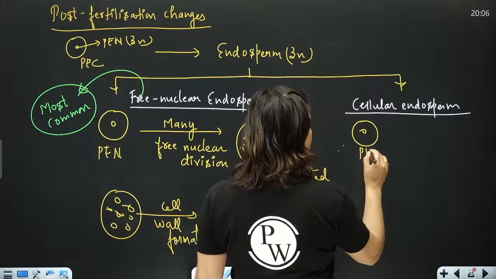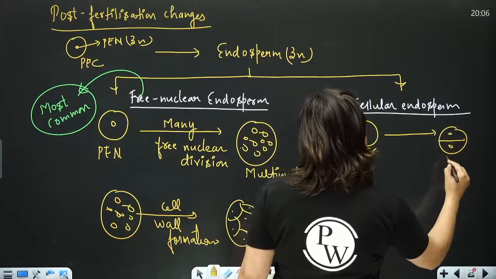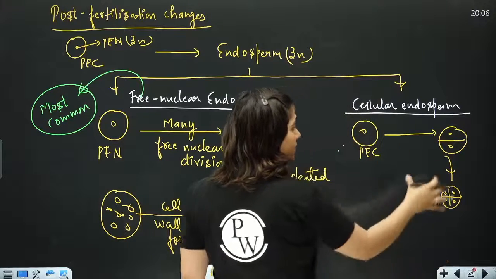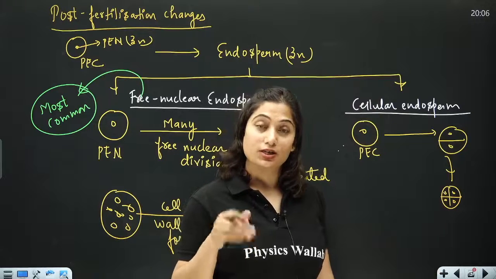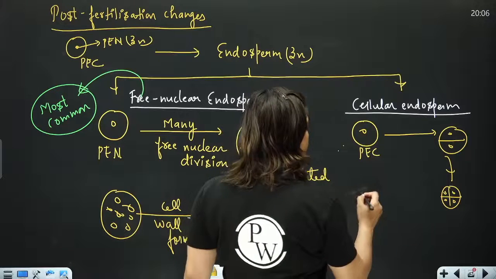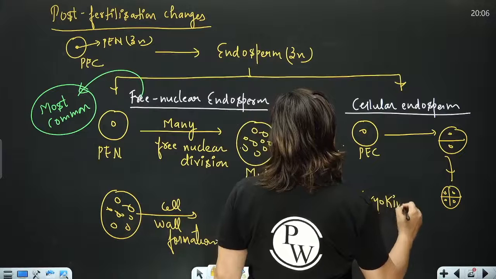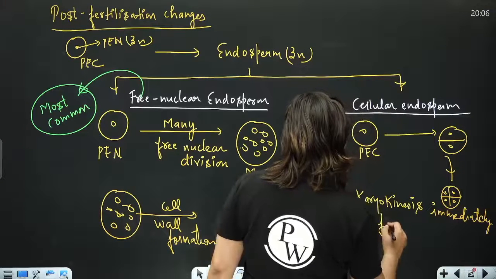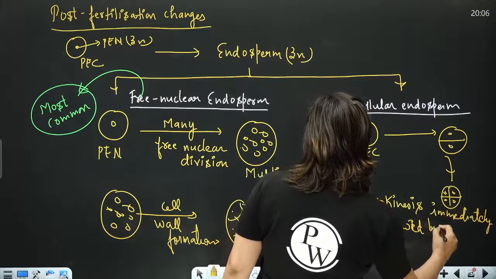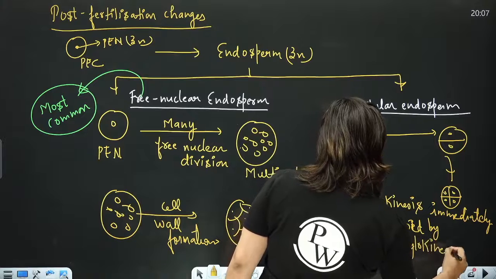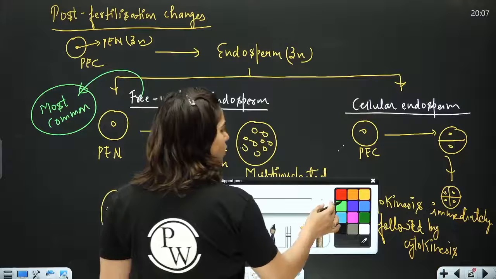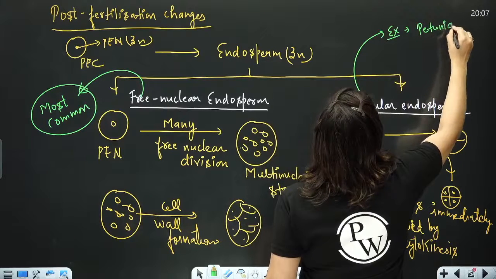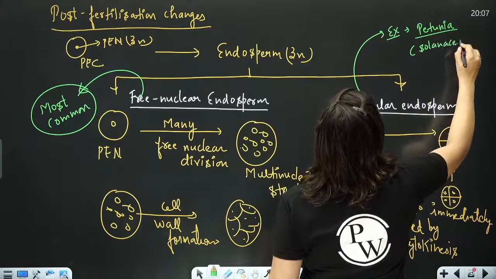Then what happens in cellular endosperm? The PEC divides, and after karyokinesis, the cytoplasmic division occurs immediately. That means it's a kind of division where after nuclear division, the cytoplasmic division will occur immediately. That means karyokinesis will be immediately followed by cytokinesis. And this kind of endosperm is not very common in angiosperms. This kind of endosperm is seen only in some members of the Solanaceae family like Petunia. Petunia is a member of the family Solanaceae, right?